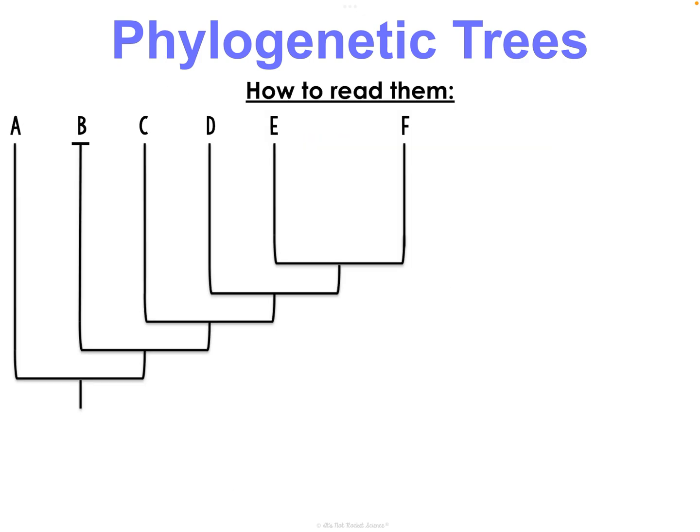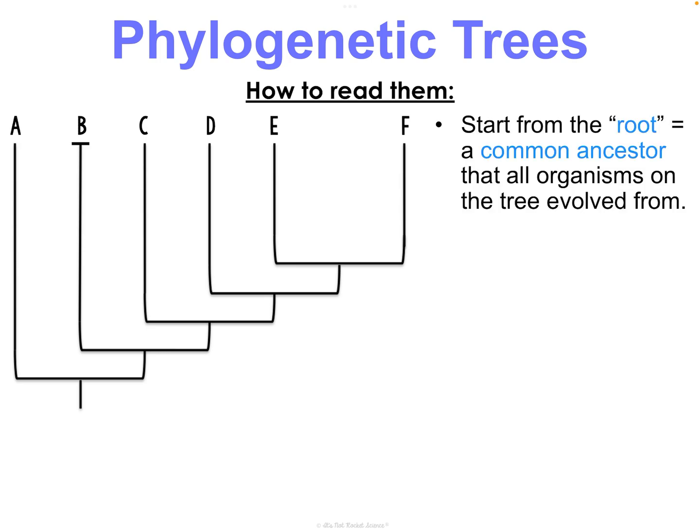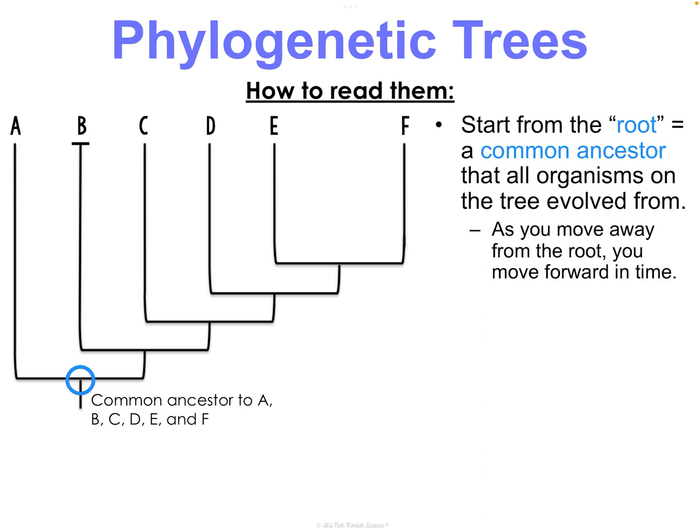So let's look at this example of how to read this chart. They all look pretty similar. They all are branching. They create these weird, like, little cutoff points. But we always want to start at the root or the bottom, and that's the common ancestor that all the organisms on the tree evolved from. This is a very bottom point down here. So whatever this organism was, that's the common ancestor for A, B, C, D, E, and F. As you move away from that point, so in this case, as you move up, you're moving forward in time. So common ancestor, long, long, long time ago.